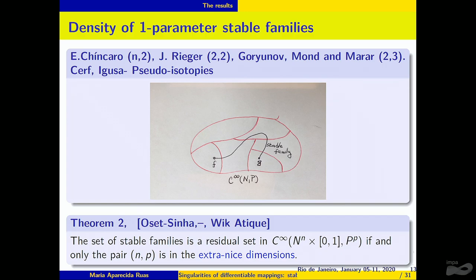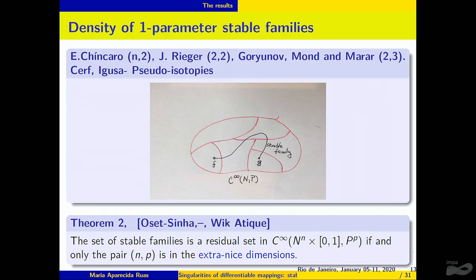And I also recall that there are several papers in which you use stable families in order to prove some results about the topology of the manifold, like Cerf's and Igusa's results. And usually these one-parameter stable families I call pseudo-isotopies in these results. This picture is nice because it gives a geometric idea of what a one-parameter stable family is. I'm representing here the space of maps from N to P, and F and G are two stable mappings, and a one-parameter stable family would be represented as a path joining F and G in such a way that this path crosses transversely the codimension one strata.